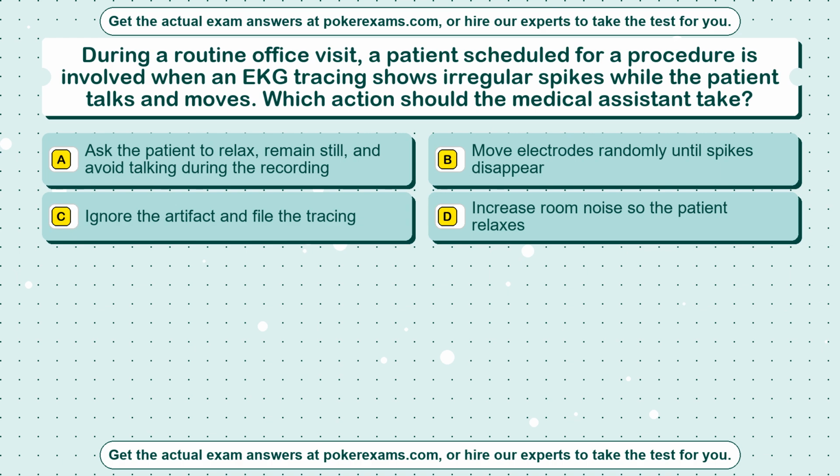Question 34. During a routine office visit, a patient scheduled for a procedure is involved when an EKG tracing shows irregular spikes while the patient talks and moves. Which action should the medical assistant take? Option A. Ask the patient to relax, remain still, and avoid talking during the recording. Option B. Move electrodes randomly until spikes disappear. Option C. Ignore the artifact and file the tracing. Option D. Increase room noise so the patient relaxes.